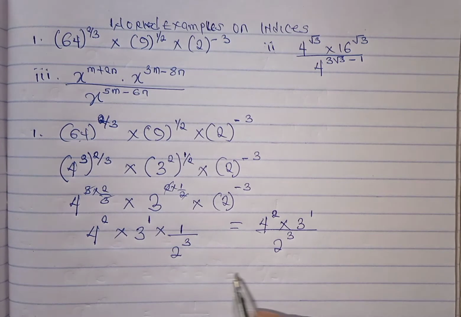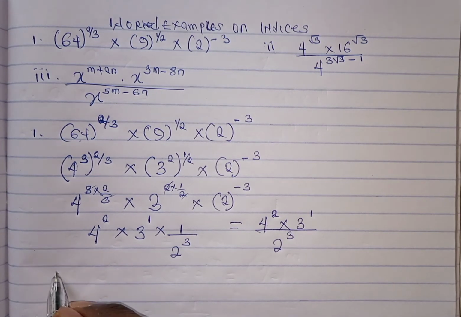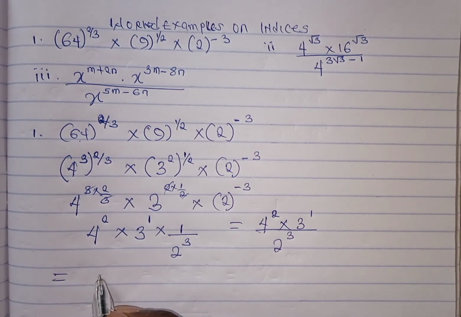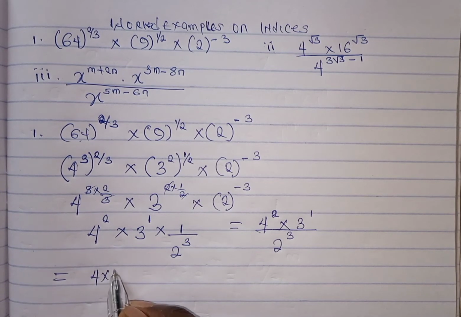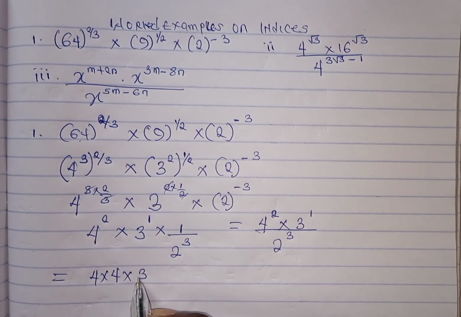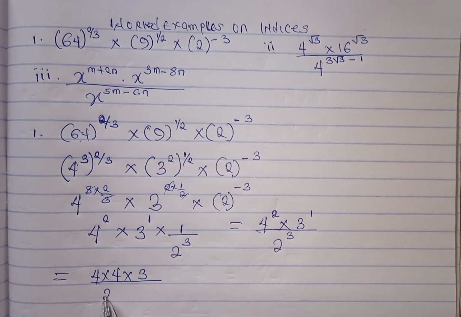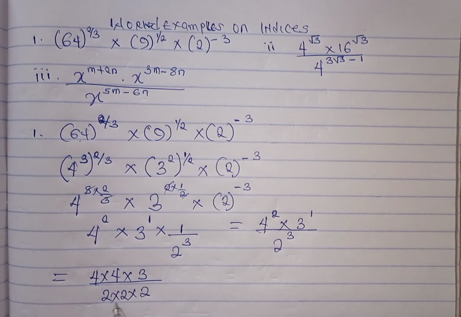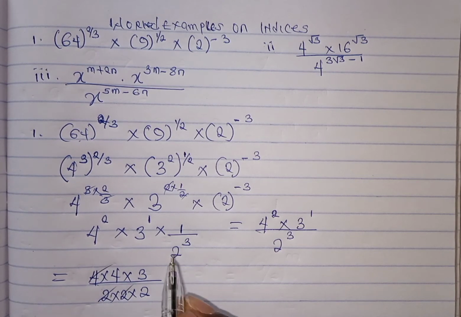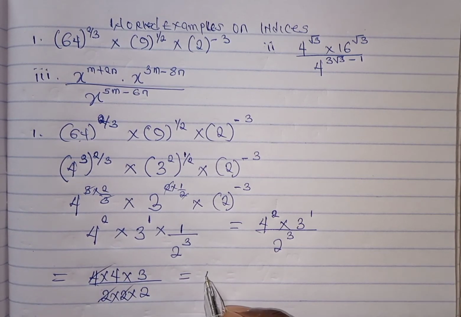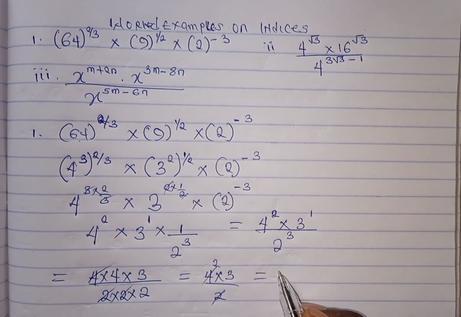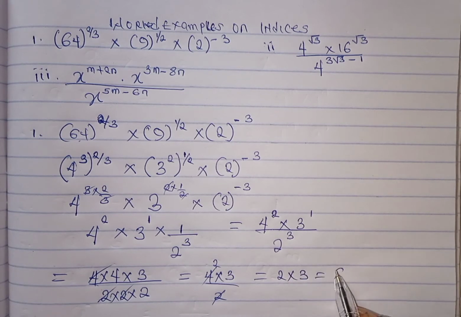Don't forget that 4 raised to the power of 2 is the same as 4 multiplied by 4, times 3, over 2 multiplied by 2 multiplied by 2. So 2 times 2 is 4, then this cancels this, and you're going to have 4 multiplied by 3 over 2, then 2 in 4, and you are left with 2. So making 2 multiplied by 3, which is equal to 6. So that is that for that one.